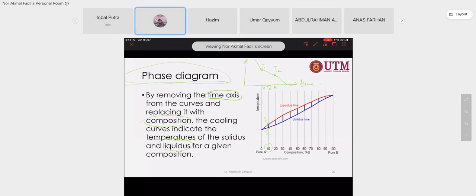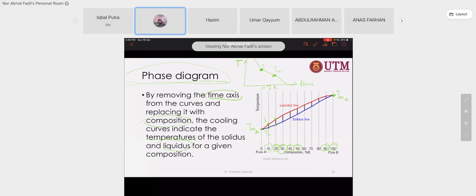Okay. So temperature versus composition. We remove the time. So there is a temperature 1 and temperature 2. So we just record temperature 1 and 2. And same goes to the 20% of element B. Temperature 1, temperature 2. And same goes to 30%, 40%, 50% until we got 90% and 100%. This 100% is the melting temperature of element B. This one is the melting temperature of element A.